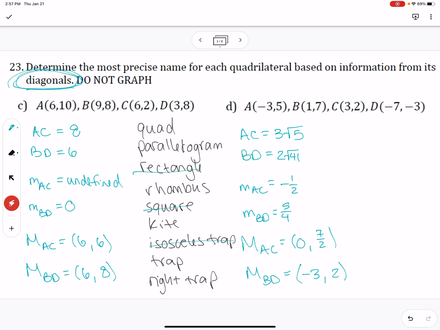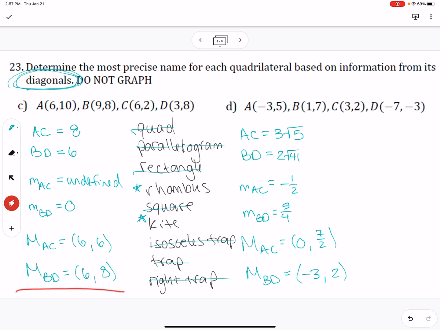So that means this could be a rhombus, or this could be a kite. That actually gets rid of parallelogram, regular old quadrilateral, trap, and right trap. It has to be one of these two because the diagonals are perpendicular.